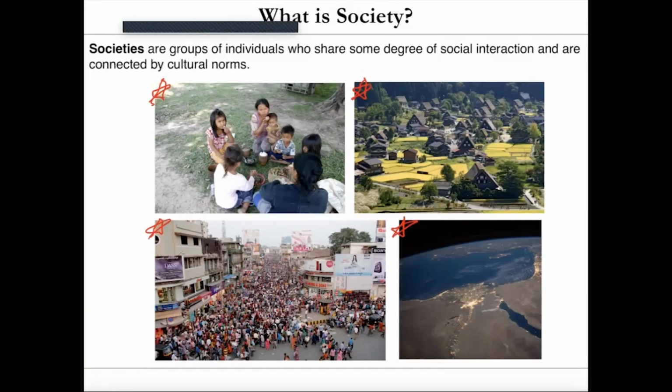So here we have a picture from space of the Nile Delta. So this would be a larger region. And there have been societies in this region sharing different cultural norms throughout history. And this, in the modern time with modern communications, can be even expanded into a global society where we all do interact in some ways, even from the context of our respective cultures. So societies are groups of individuals who share some degree of social interaction and are connected likely by geography and cultural norms.